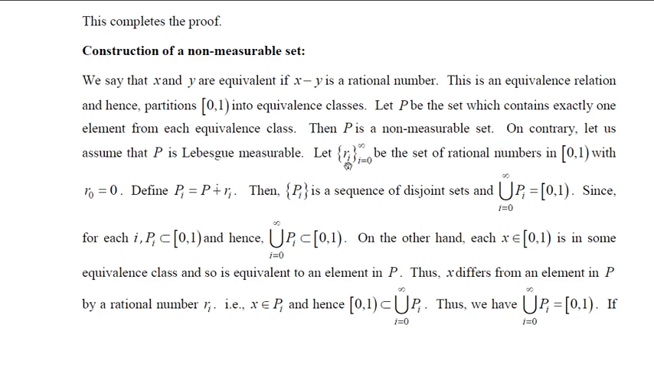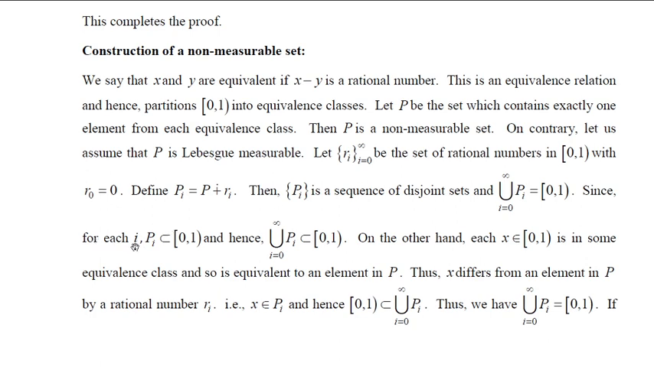Now let Ri be the set of rational numbers in this, with Ri not equal to the initial value 0. And now we'll define Pi as the translate modulo of this P, translate modulo Ri. Then this Pi is a sequence of disjoint sets, and in fact the union of Pi's will be the same as the half closed half open interval [0, 1). Why? We'll prove it.